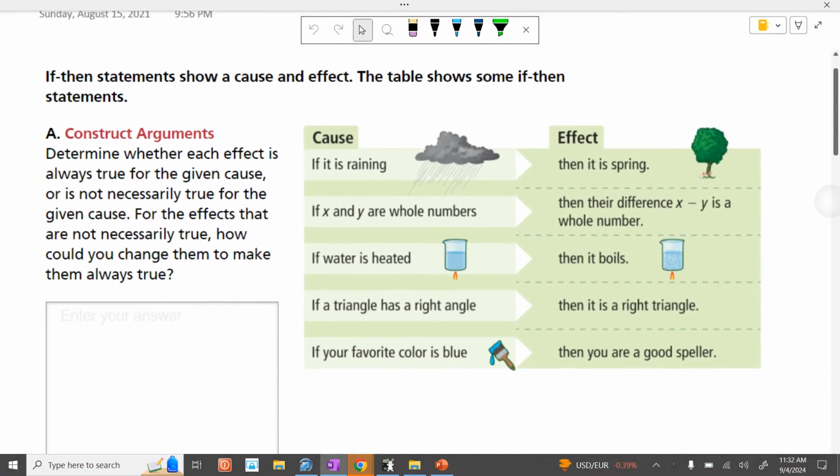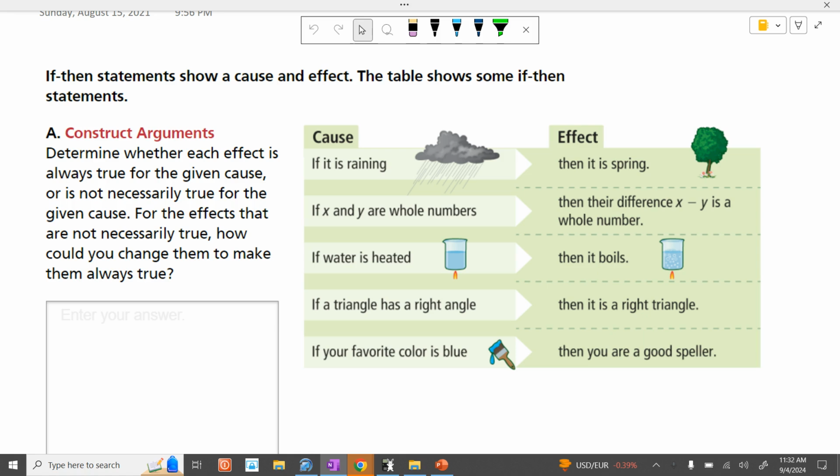Okay, get out your vocab sheets because we'll have some vocab words today. Okay, if-then statements show a cause and effect. This table shows some if-then statements.